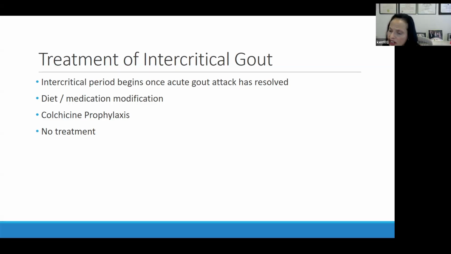If they're just on the diuretic for control of mild high blood pressure, perhaps you can stop that and treat them with something else. You might consider colchicine prophylaxis if you think that their intercritical period is going to be short, and that would apply to, say, someone who's had 3 attacks in the last 3 months. You can guess that it's going to come back. Or someone who's going to need continued aggressive diuresis for heart failure or for control of volume for renal insufficiency.